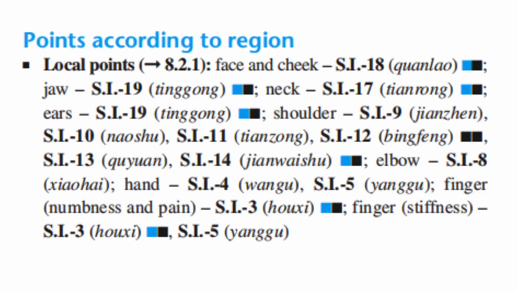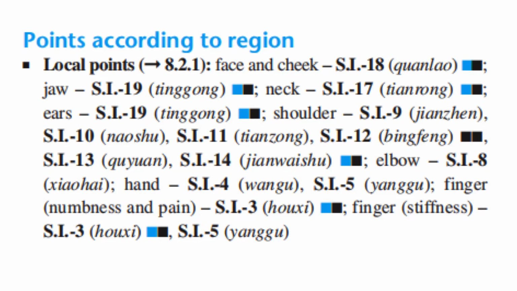So now we go to the points according to region. Local points, face and cheek, SI18. For the jaw, SI19. Local point for the neck, SI17. For the ears, SI19. Shoulder, SI9, SI10, SI11, SI12, SI13, SI14.